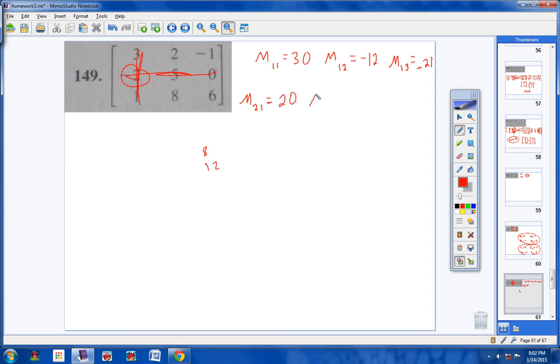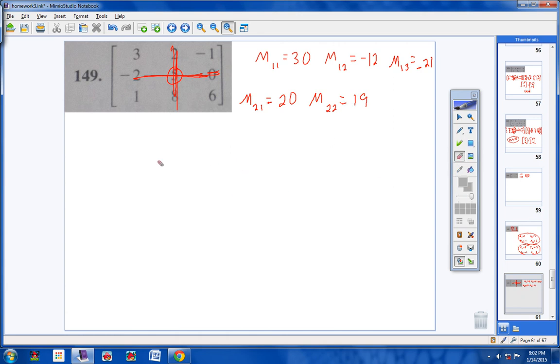Alright, let's continue on now to minor 22. That's second row, second column, which would be this number right here. So we cross this off. Here's my 2 by 2 matrix. 1 times negative 1 is negative 1, so I'll put a positive 1. 3 times 6 is 18, so we get 19.